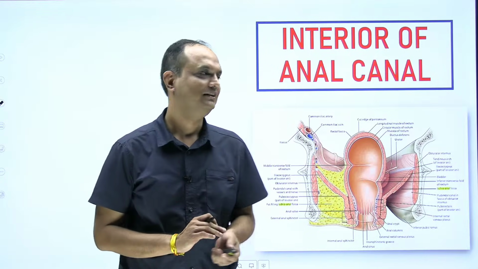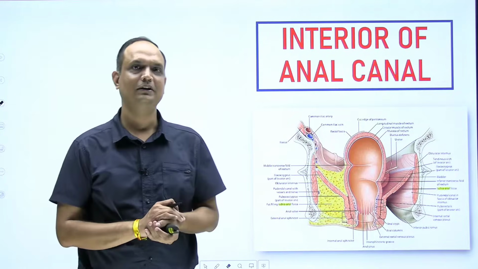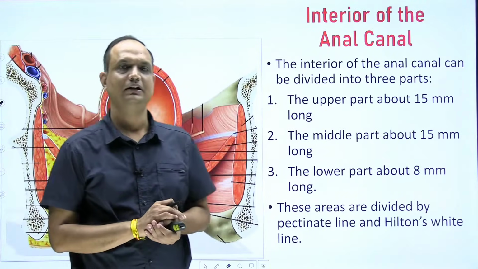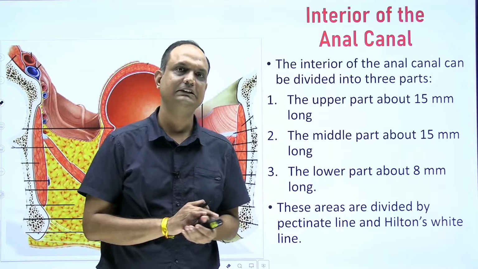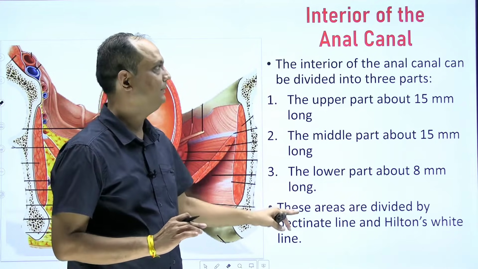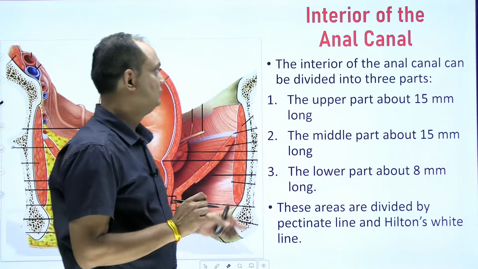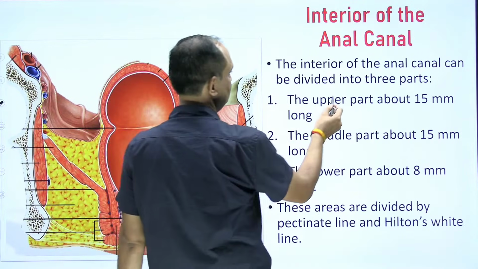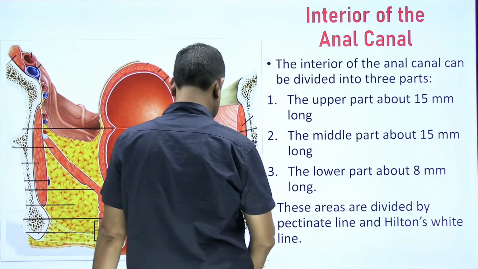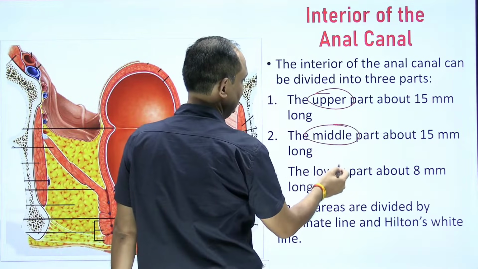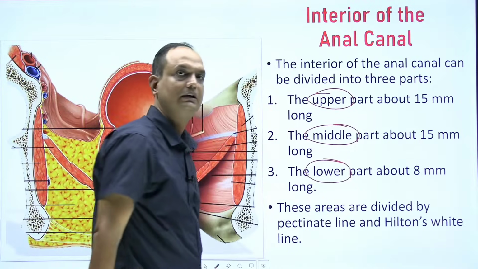Hello students, today we will discuss the interior of the anal canal. When you see the interior of the anal canal, you have to understand that it has been divided into three parts. So we will discuss all three parts of the anal canal. What are these three parts? First is the upper part of the anal canal, then the middle part, and the lower part of the anal canal.